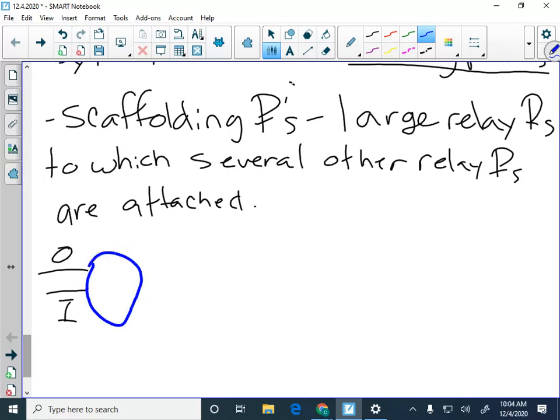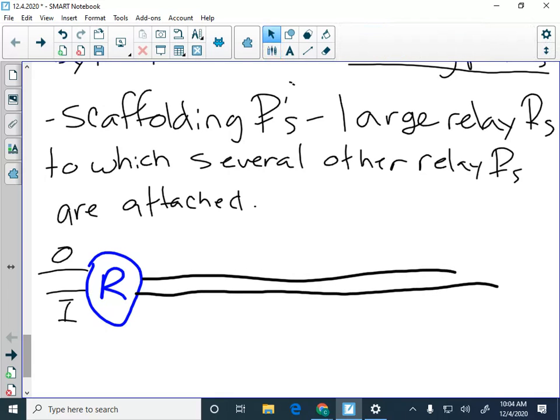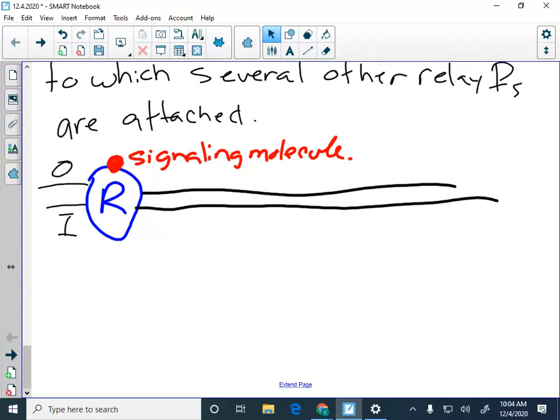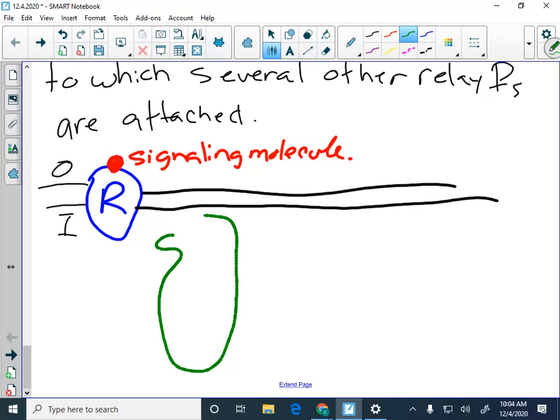We've got our receptor. When that receptor binds to a signaling molecule, it activates. That we know. But instead of just one relay protein attaching to this, we can have something called a scaffolding protein. So, draw it like this. This is our scaffolding protein.